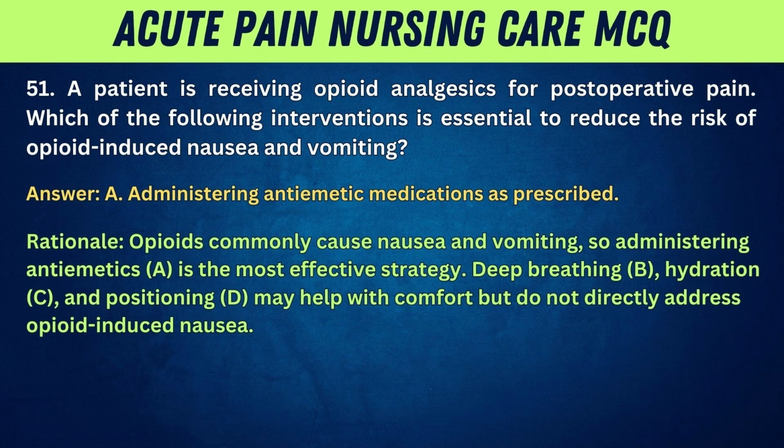Answer: A. Administering antiemetic medications as prescribed. Rationale: opioids commonly cause nausea and vomiting, so administering antiemetics, A, is the most effective strategy. Deep breathing, B, hydration, C, and positioning, D, may help with comfort, but do not directly address opioid-induced nausea.